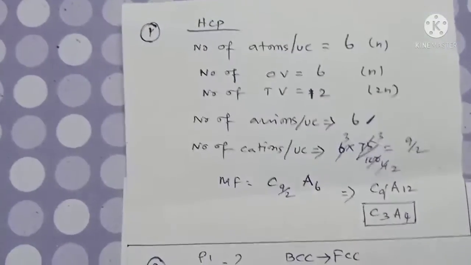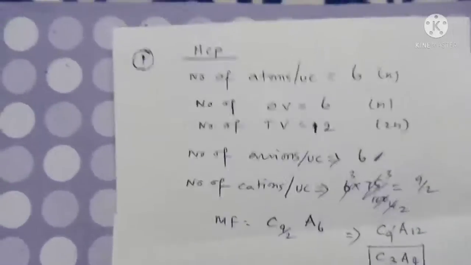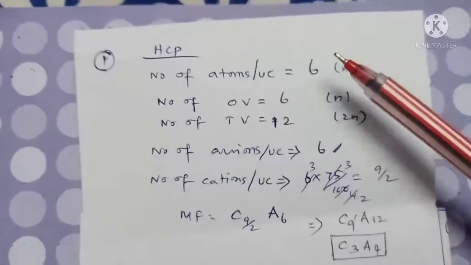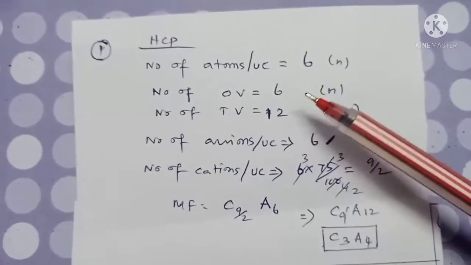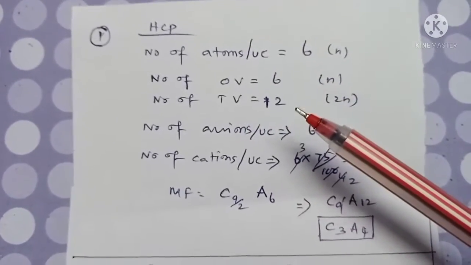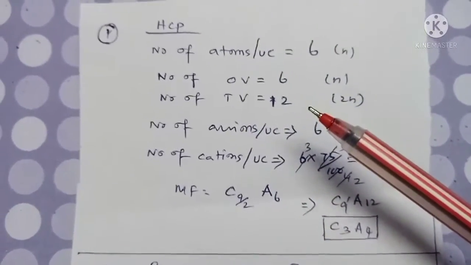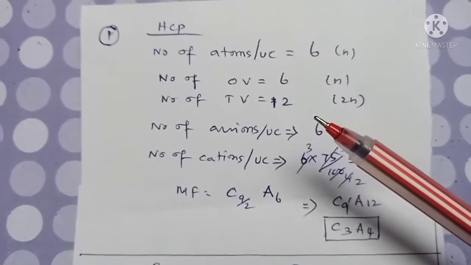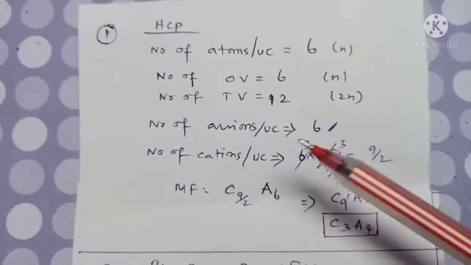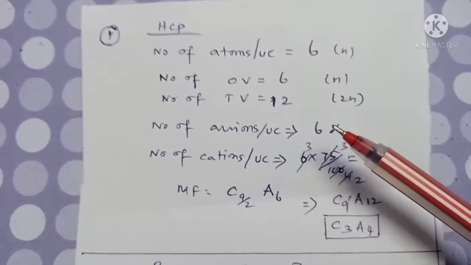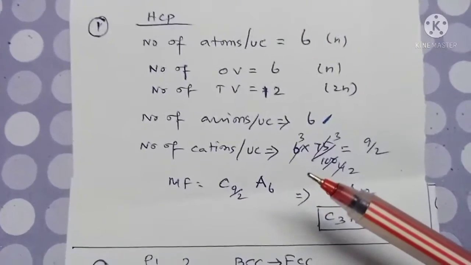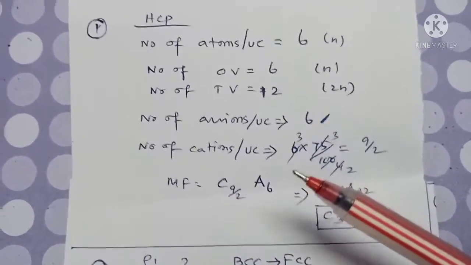The ionic compound has an HCP structure, so the number of atoms per unit cell in HCP is about 6, and the number of octahedral voids is also the same number, whereas the number of tetrahedral voids will be twice the number of atoms, so it is about 12. Now the anions form hexagonal packing, so the number of anions present in the ionic compound will be 6, whereas only 75% of the octahedral voids are occupied by cations.